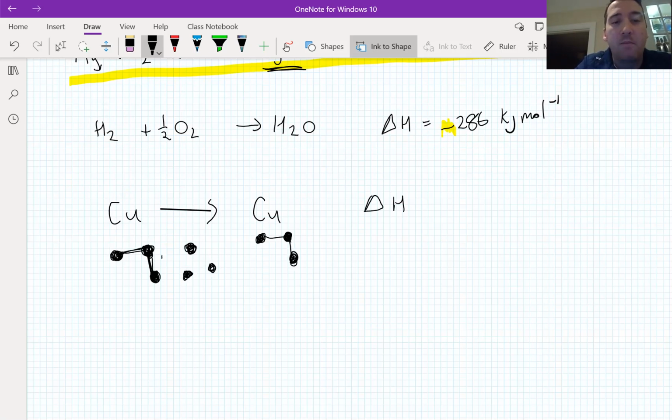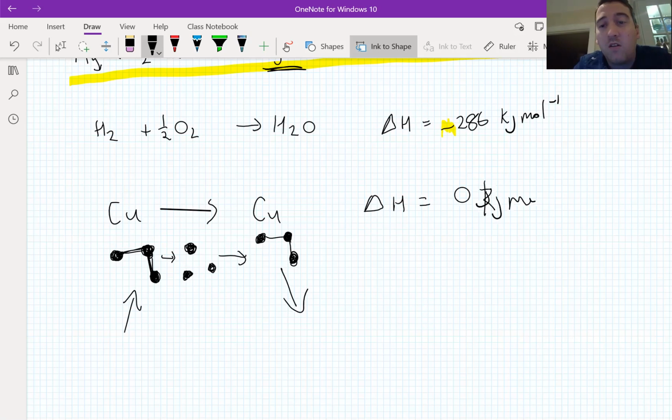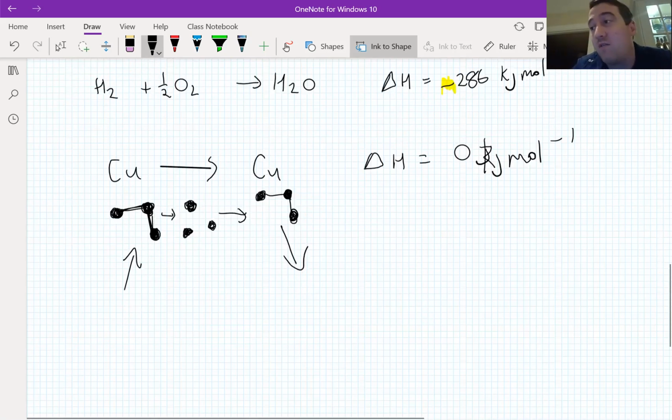So say that happens. Well, energy goes in here and energy goes out here. Now, because it's the same bonds being broken and the same bonds being made, it's the exact same amount of energy. So overall, there was energy put in, there was energy taken out, but they cancel each other out. So 0 joules, 0 kilojoules per mole. So when you form an element, there's no heat of formation.